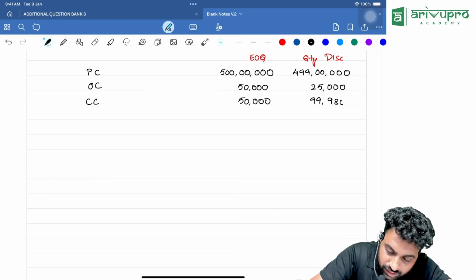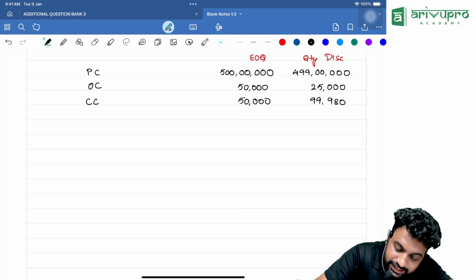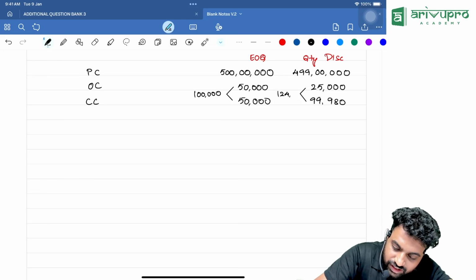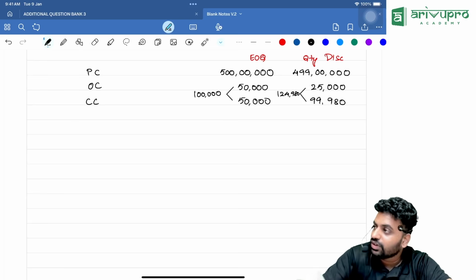Guys, tell me the total of this. 1 lakh 24,000. Next one, 1 lakh 24,980. 5 crore 24,980. Try to understand.